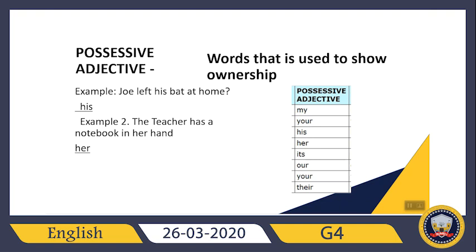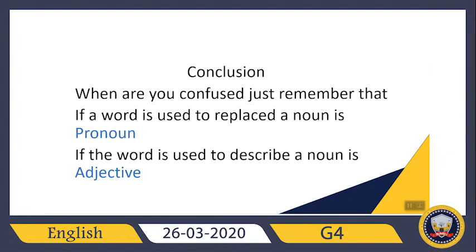The teacher has a notebook in her hand. So it shows the ownership of the what? Of the notebook. In conclusion of what we've learned so far, if you're having some confusion about the pronoun and the adjective, just remember that if a word is used to replace a noun, it is a pronoun. And if the word is used to describe a noun, it is what? Adjective.